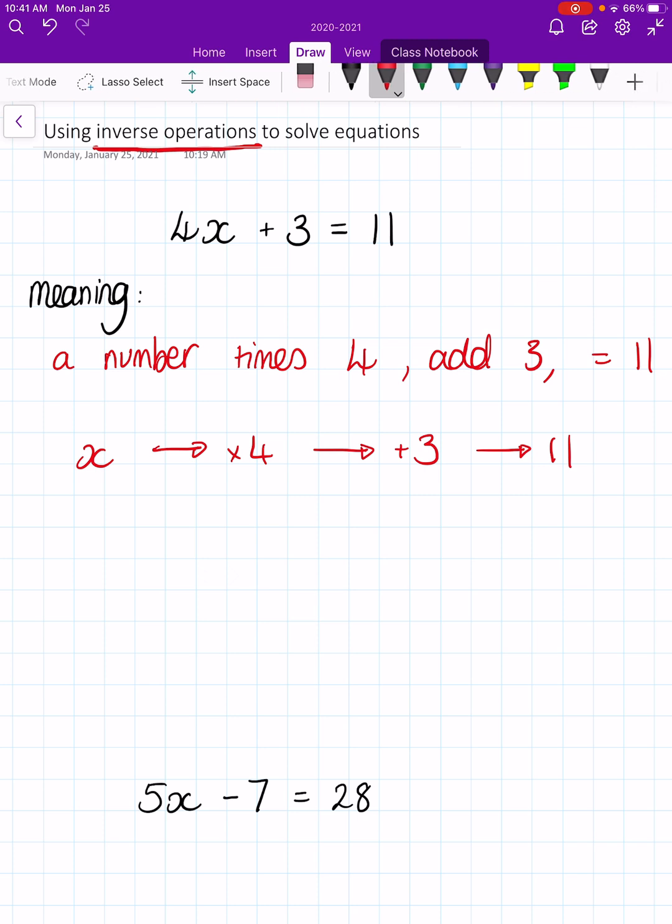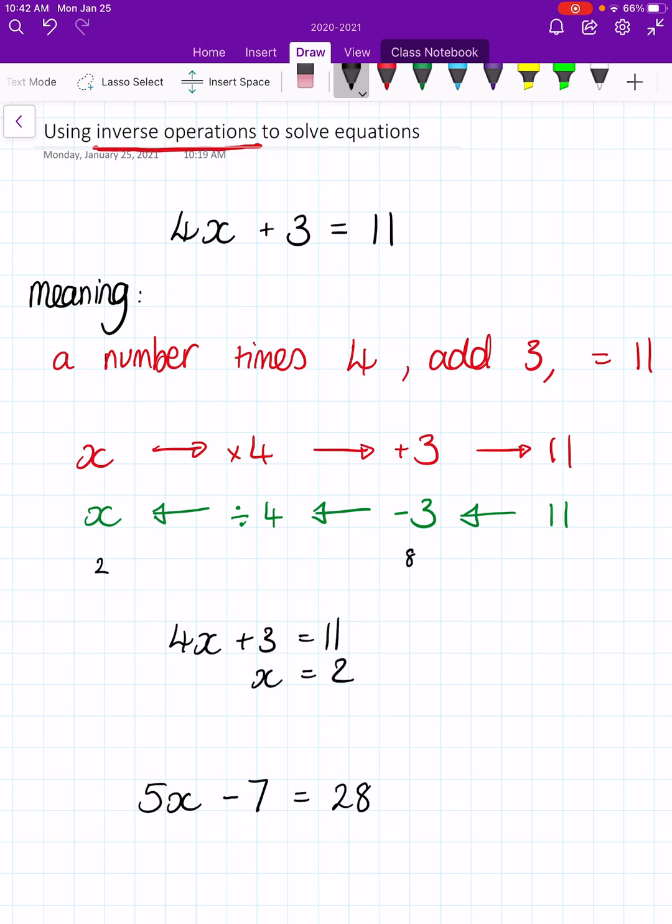Now, inverse operations is a way of reversing all of those steps. So we do the opposite of what we have. We start with the answer, and we do the opposite. The opposite of adding 3 is to take away 3. The opposite of timesing by 4 is to divide by 4, and that ends up with our number that we started with. So if I follow through my backwards calculation, I start with 11, I take away 3, that gives me 8, I then divide by 4, the answer is 2. So for 4x plus 3 equals 11, the answer will be 2, okay?